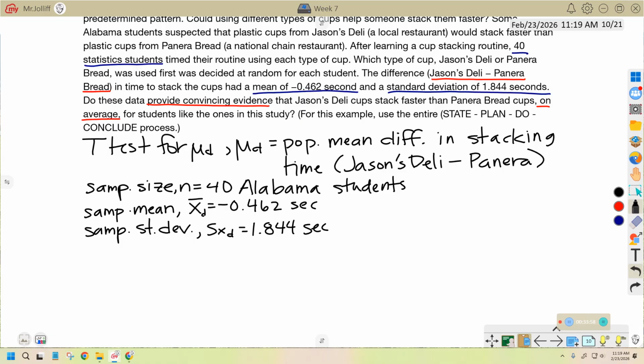And that is the last number in the problem. I am missing a number. What's missing? Alpha. I was not given a significance level. So significance level alpha equals, I'm going to go with the default 0.05.